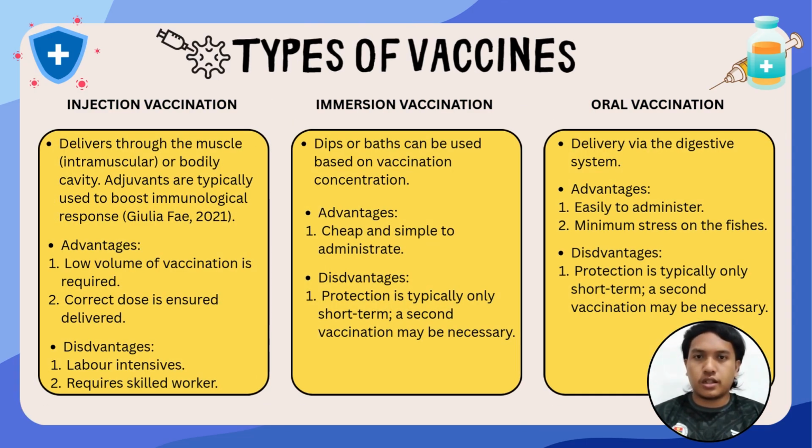We move to the next slide. This is the types of vaccine. As we can see, there are 3 types of vaccination method, which is injection, immersion, and oral. So we move to the first point, injection vaccination method. It is delivered through the muscle, which is intramuscular, or the bodily cavity, and adjuvant is typically used to boost the immunological response.